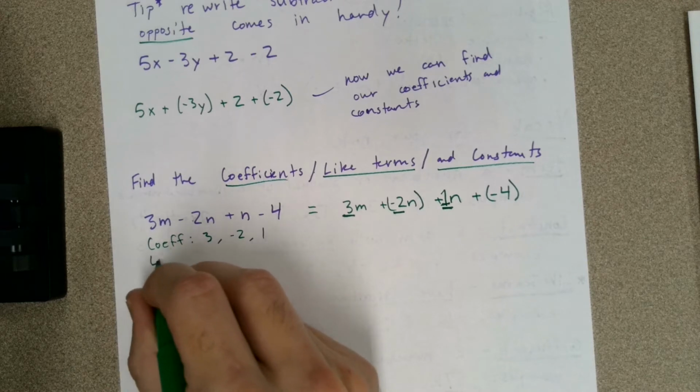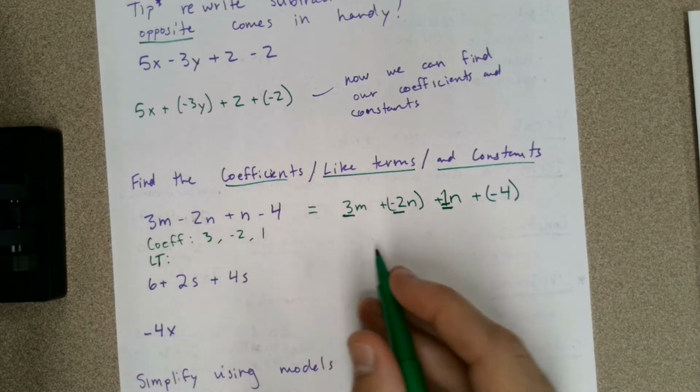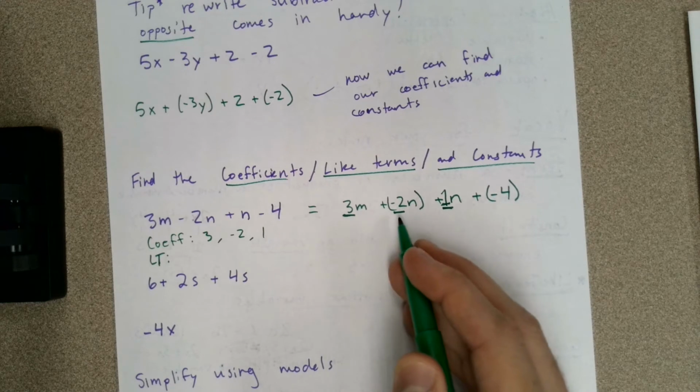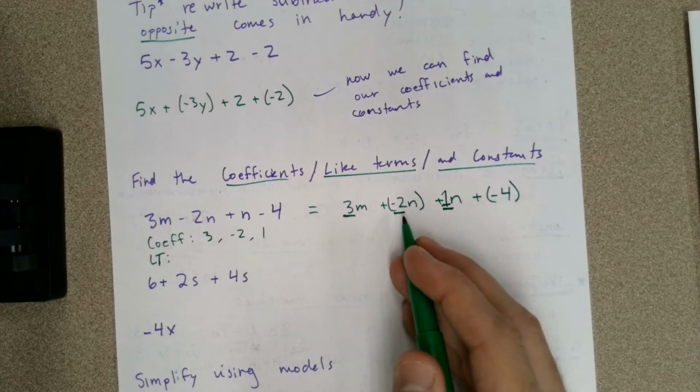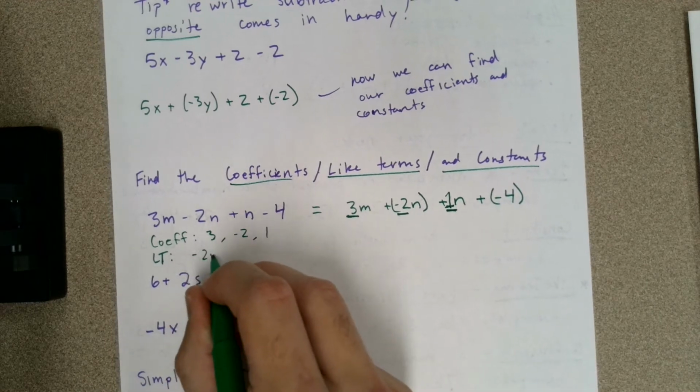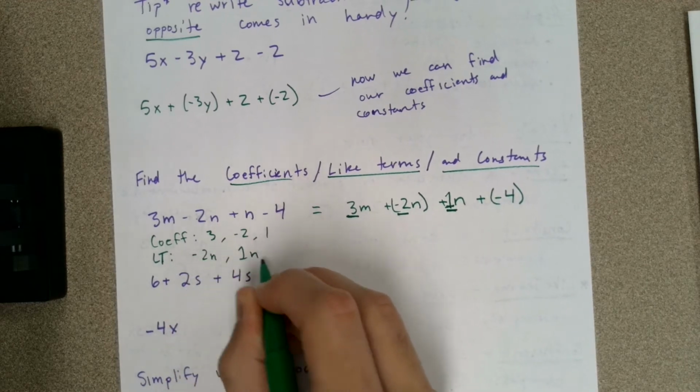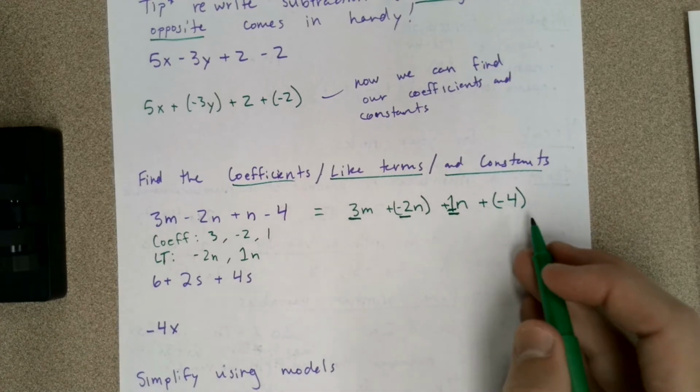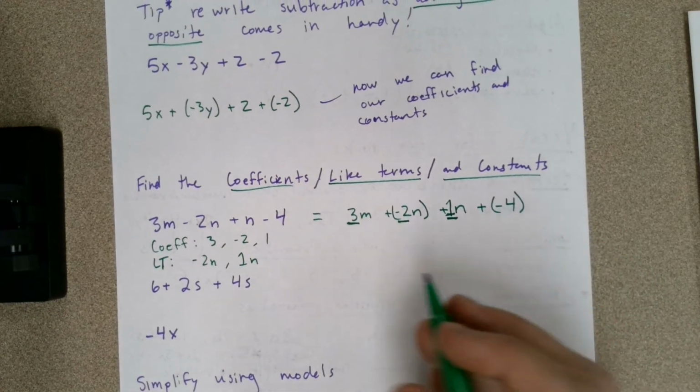Our like terms, that's LT. Right here I see like terms. Remember, that means they have the same variable. I see n. Our like terms are negative 2n and 1n. They both have n. 3m is not a like term. Negative 4 is not a like term. They don't have anything to match it.